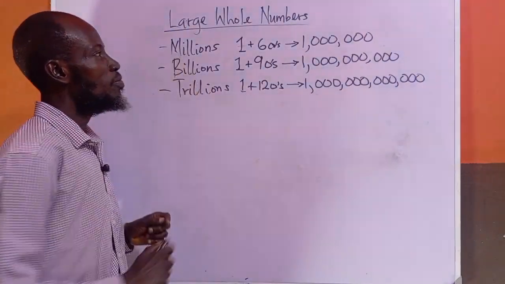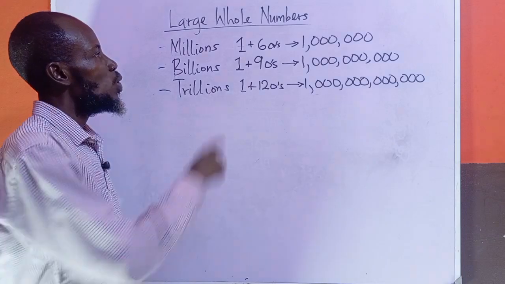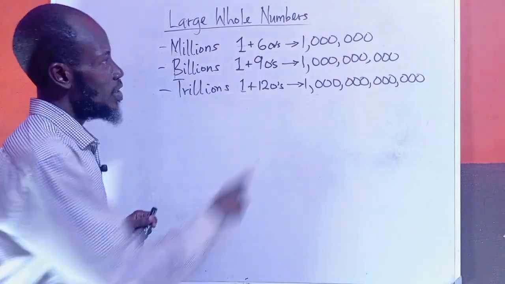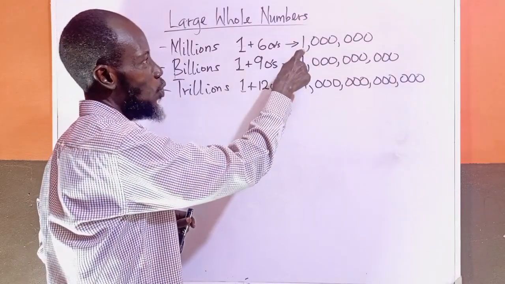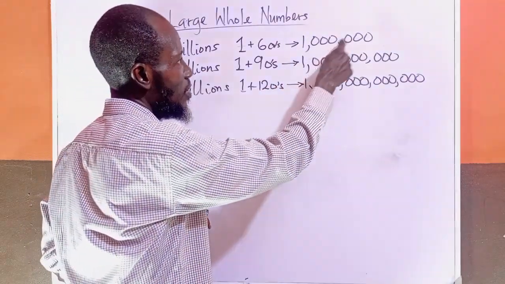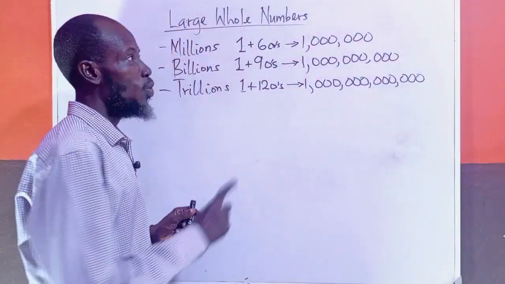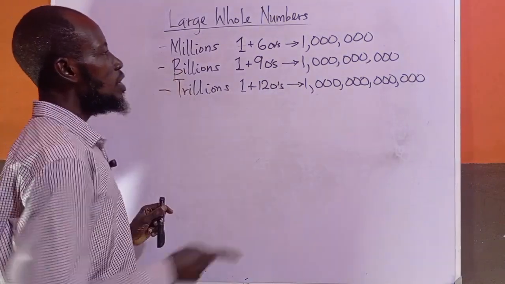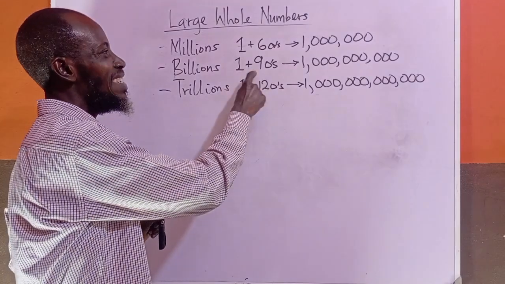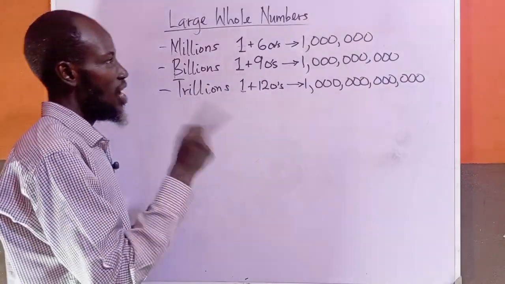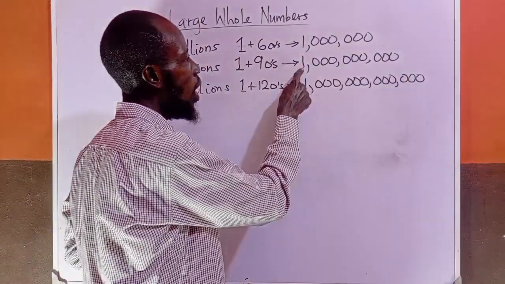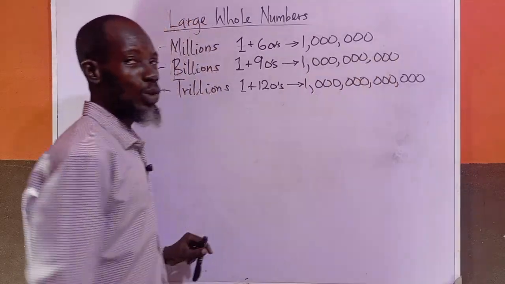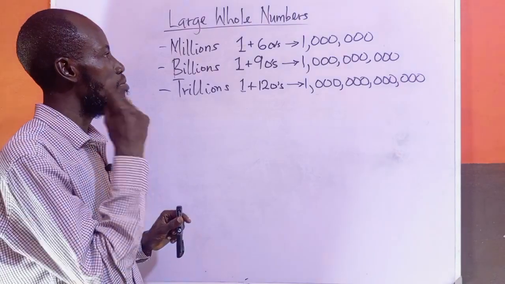So a million is what? 1 with 6 zeros. In figures, you are going to have 1, then 1, 2, 3, 4, 5, 6 zeros. That is a million. Now a billion is 1 with 9 zeros. In figures, we write 1, then 1, 2, 3, 4, 5, 6, 7, 8, 9 zeros. So that is a billion.